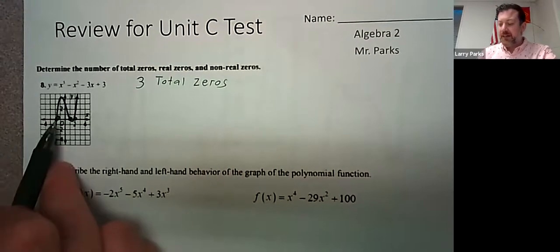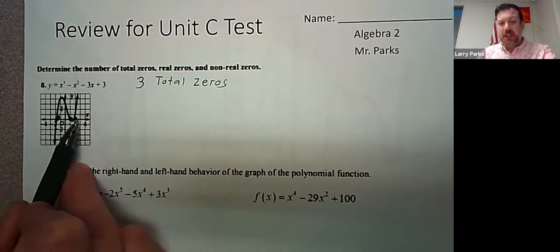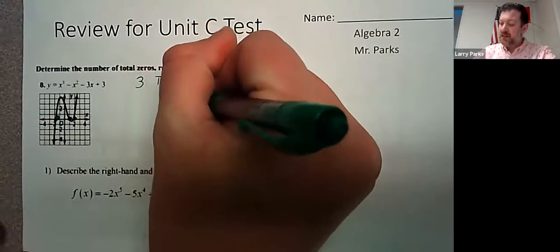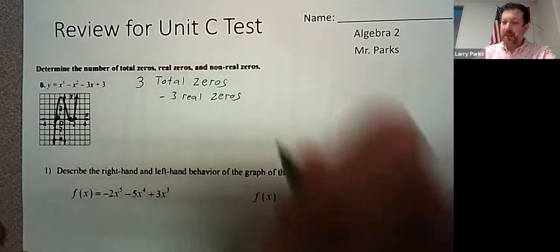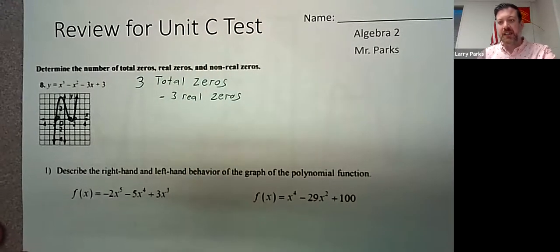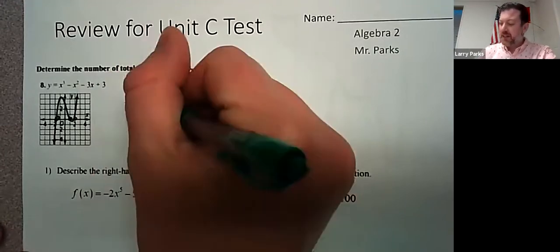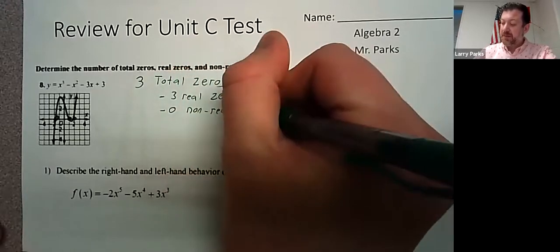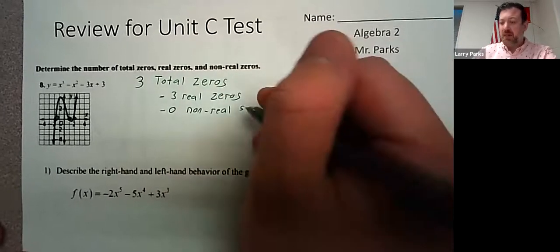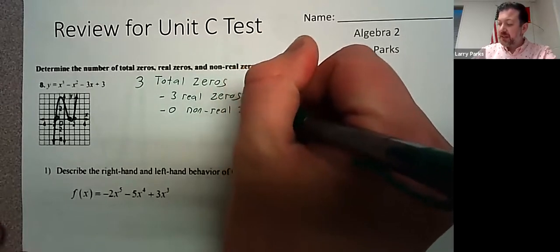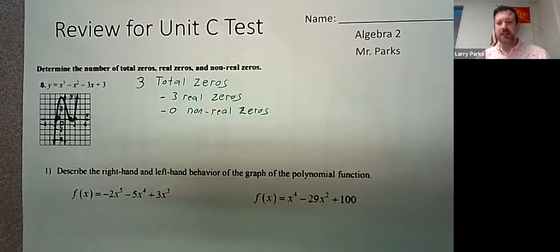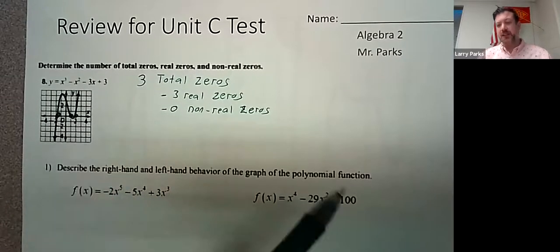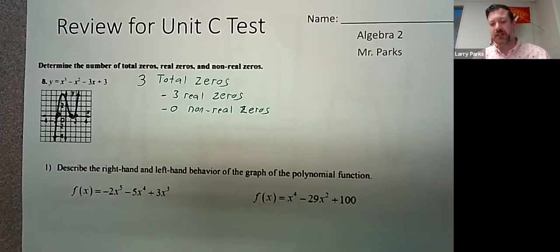Now, when you look at the graph, it clearly crosses 3 times. So that means there are 3 real zeros. So that leaves none that are complex or non-real, same thing. So that would be 0 non-real solutions. I'll call them zeros, but zeros and solutions are the same thing. So 3rd power means 3 total. It crosses 3 times, so all 3 solutions are real.